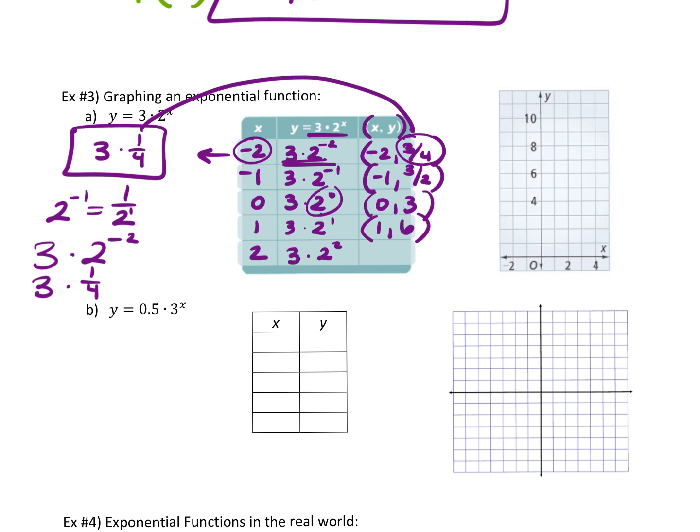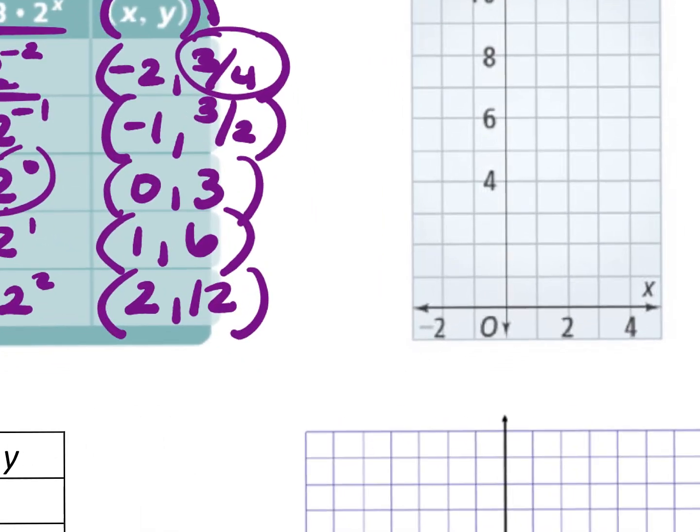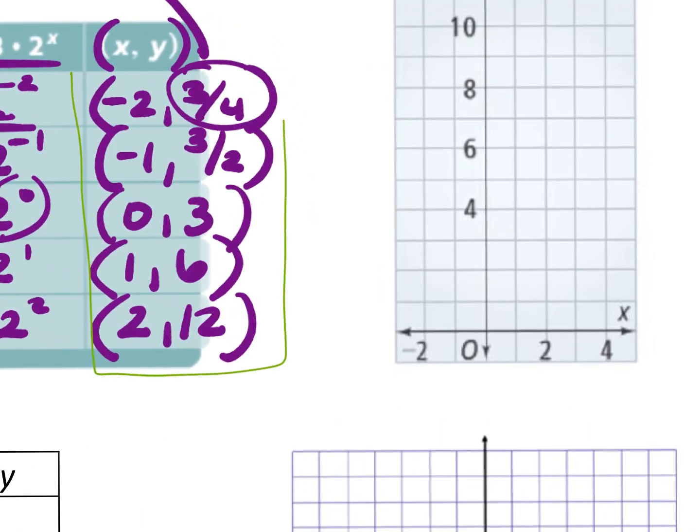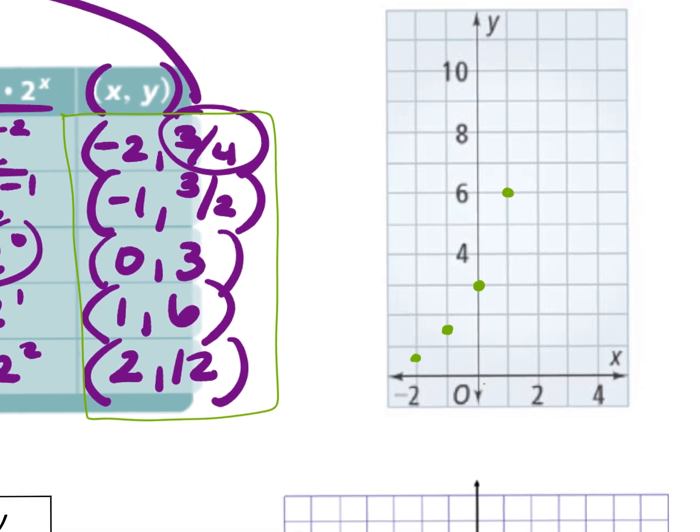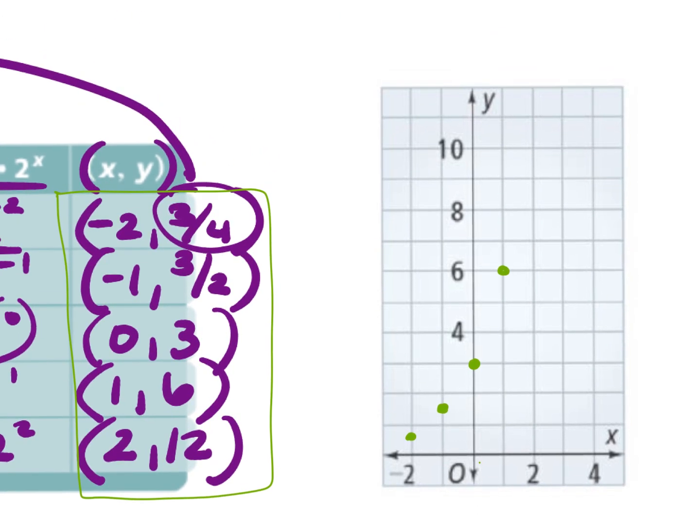3 times 2 squared. 2 squared is 4, times 3 is 12. Okay, so look at this. You get 5 points. Plot them. These 5 right here. -2, 3/4 is right here. -1, 3/2, that's 1.5. That's right there. 0, 3 is here. 1, 6. See how it's turning a sharper corner now? And then 2, 12.